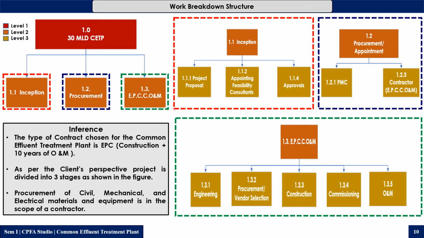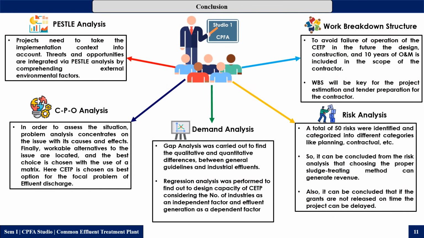As per the client's project perspective, the project is divided into three stages. The procurement of civil, mechanical, and electrical materials and equipments is in the scope of the contractor. Client is not concerned about this equipments and materials procurement. So at the end of all this analysis, these are the conclusions which we get.